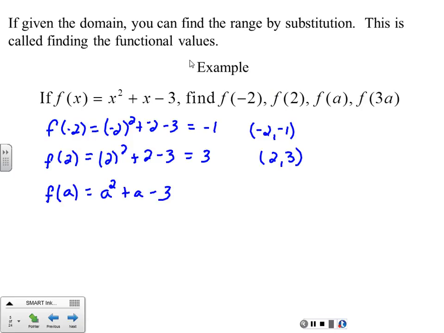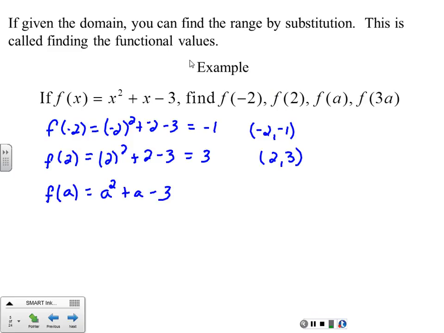A. What is the range? Your range would be a squared plus a minus 3. That would be your range. A squared plus a minus 3. Because the range of this function is totally contingent on what would make a the same thing as x. The exact same thing as x.